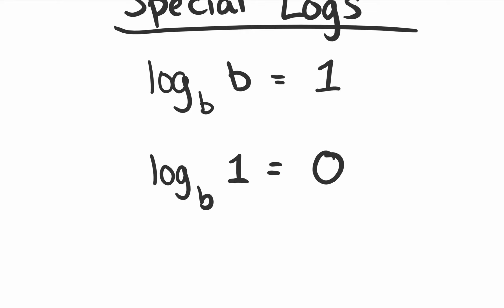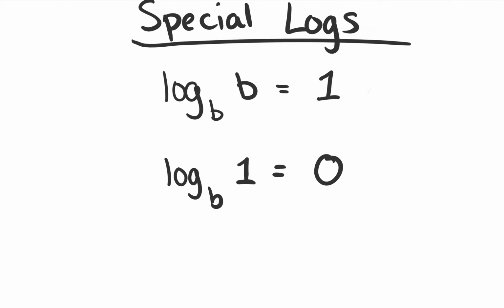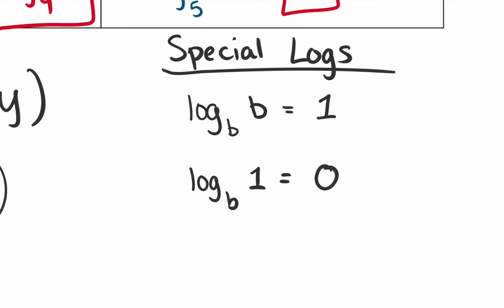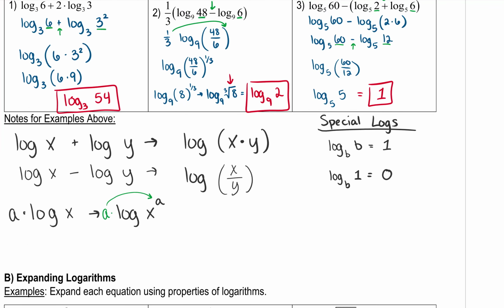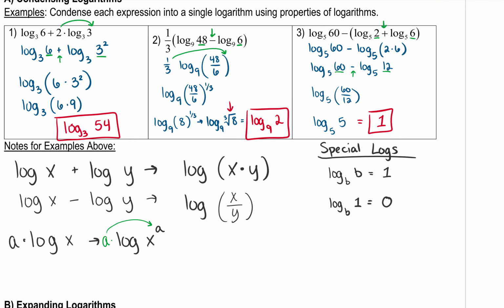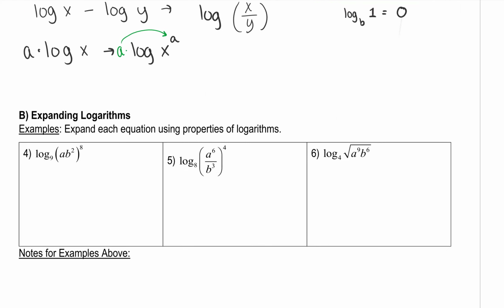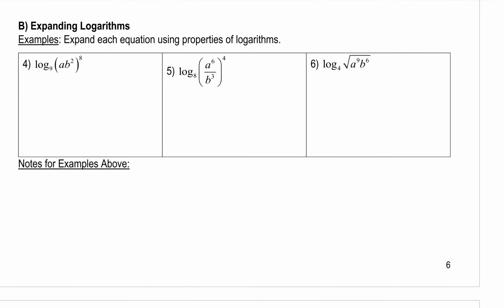So if I ever have the base and the number matching, or any base with a 1, I have to change those to a 1 or 0. Otherwise, it's not condensed all the way. So be careful for that. Those are the only two that you have to watch out for. So if they match or you ever get a 1, you got to change it, and then that's it. Okay, so that's condensing. So now let's expand.